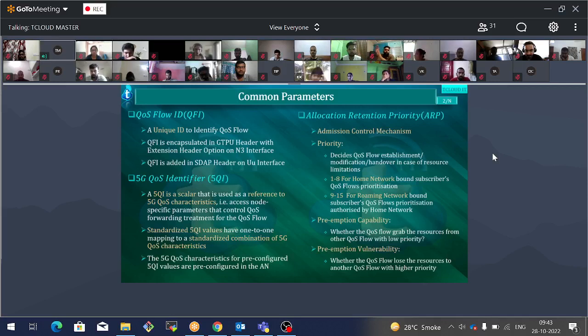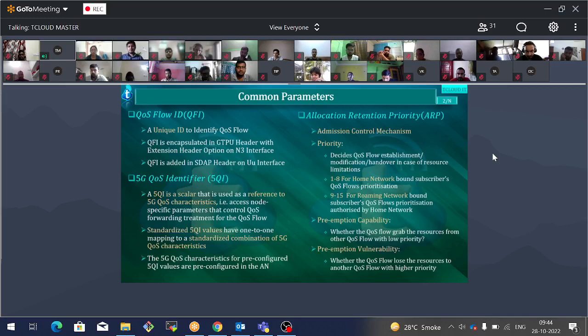But if there is network congestion going on, and already a lot of quality of service flows are going on, you don't want to admit this new one. So G-Node B would use these ARP values as its mechanism to prevent the establishment of this new quality of service flow that is triggered. For that, there are three important parameters: priority, preemption capability, preemption vulnerability.